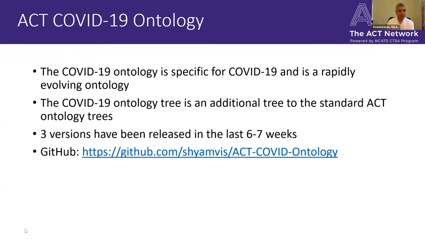So I'll give a brief overview of the ACT COVID-19 ontology. So this is being developed specifically for COVID-19 related querying, and it's rapidly evolving. And the way we architected is that this would be an additional tree to the other standard ACT ontology trees so that the updates can be pretty quick, where it doesn't touch the other trees of the ACT ontology.